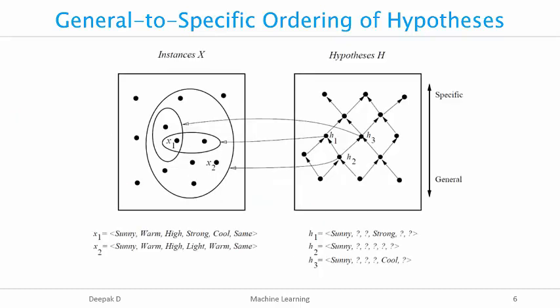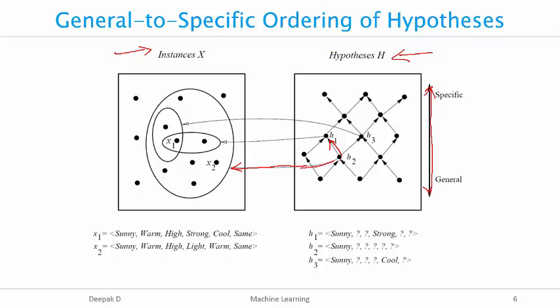So in this figure you can see, on the left you have a set of instances, and on the right you have a set of hypotheses. You can also see the arrow marks showing the relationship of hypotheses on instances, and there is an arrow moving upward from H2 to H1, which says that H2 is more general than H1. And you can also see these notations.